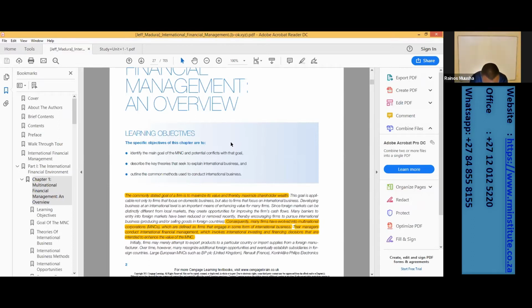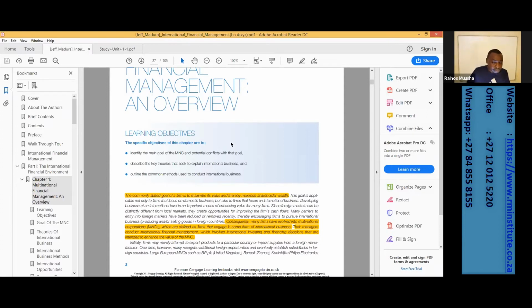Here, in the first paragraph, they say the commonly stated goal of a firm is to maximize its value and thereby maximize shareholders' wealth. If you still remember from undergrad, in the second year, where you started off with financial management, those who did it with UNISA did Fin 2601. The first chapter they covered there, in the foundational phase, asks what is the goal of the firm? And the goal of the firm is to maximize shareholders' wealth. And how do you maximize shareholders' wealth? By making sure that you maximize what? The value of the firm.